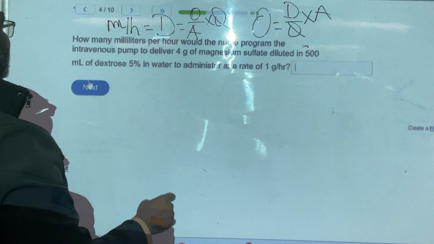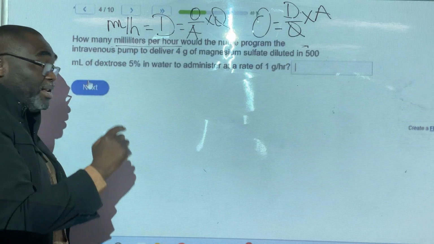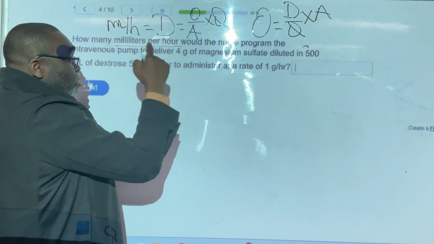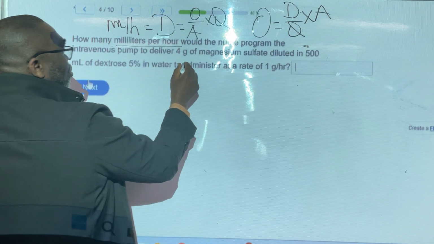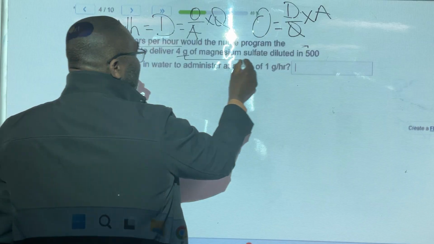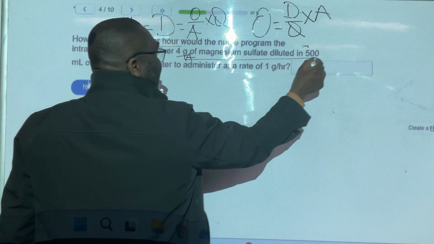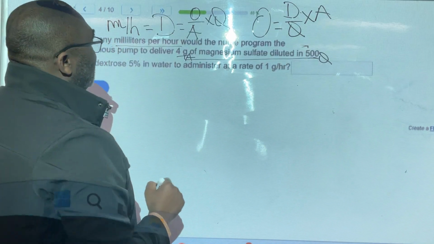So now, what are we looking for? Milliliter per hour. You see that again? Milliliter per hour. We are back there at the dosage. So anytime you are looking at milliliter per hour, that's your dosage. So, 4 grams in 500. So this is your available, and that is your quantity. Your quantity is always going to be in the milliliter.